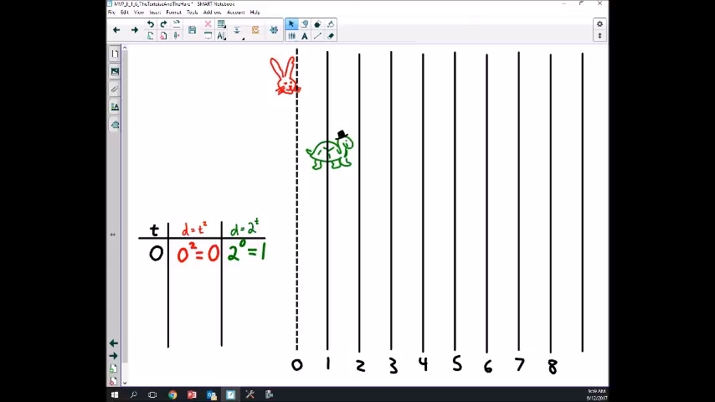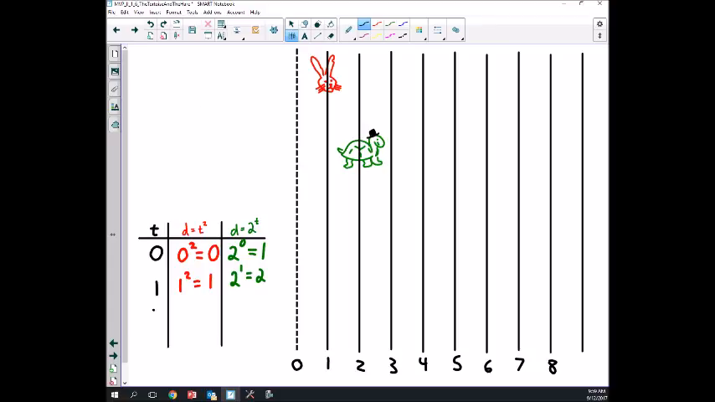Now, after 1 second, the hare is 1 squared, 1 times 1, which is going to be 1 meter. So the hare has moved ahead 1 meter. And the tortoise has gone 2 to the 1 meters. Well, 2 to the 1 is 2. And so that puts the tortoise right there. So at this point, who's winning? Well, it appears the tortoise is still in the lead. He was given a head start. He's holding that head start so far. Let's see what happens after 2 seconds.